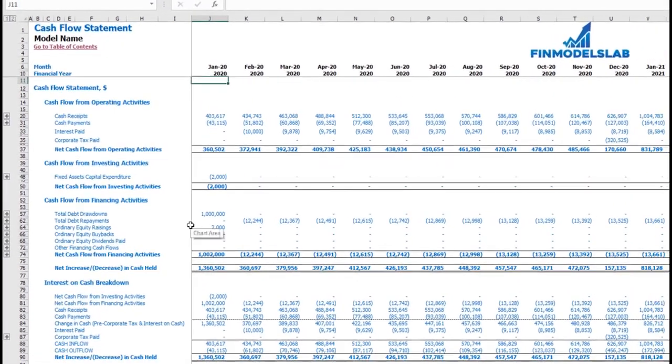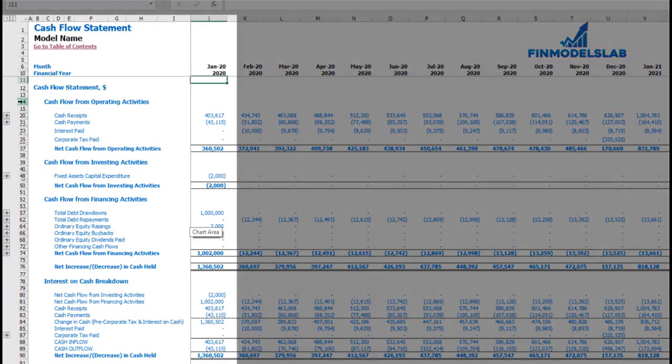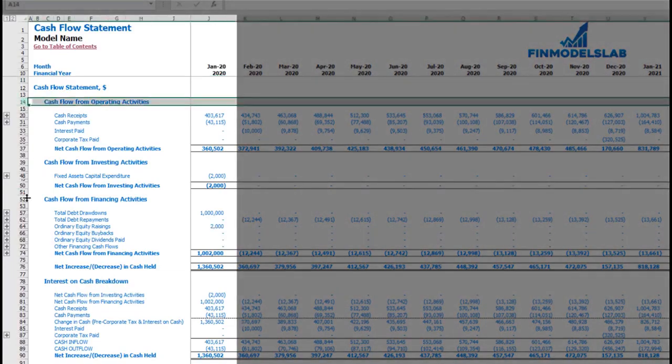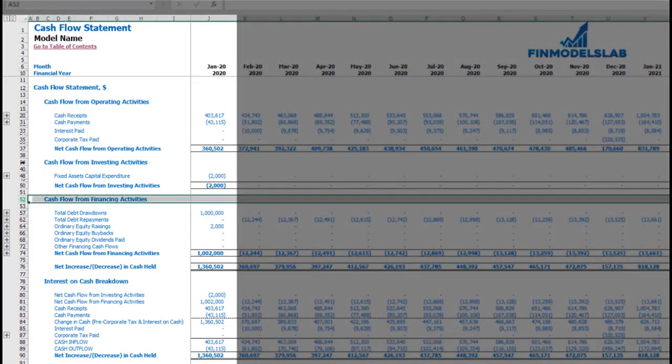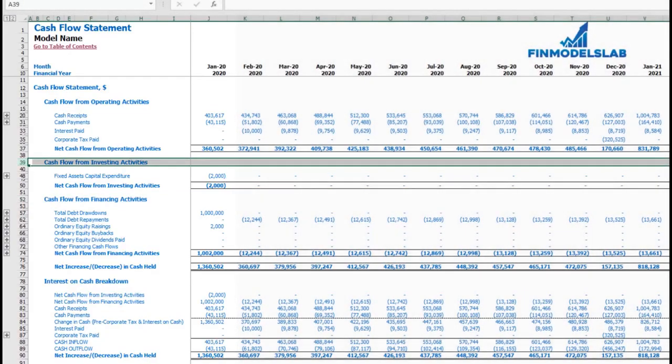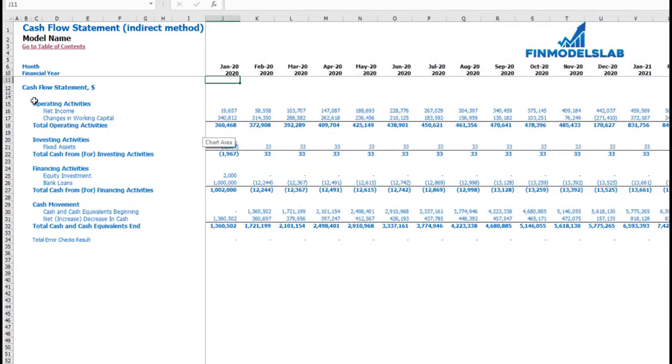On the Cash Flow tab, you may see the cash flow broken down by operating activities, financing activities, and investing activities. Cash Flow Indirect shows you the same operating activities, investing activities, and financing activities, but in a more collapsed form, so it's easier to see the values by months and easier to read the numbers.